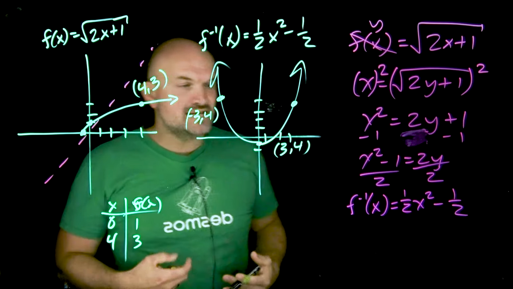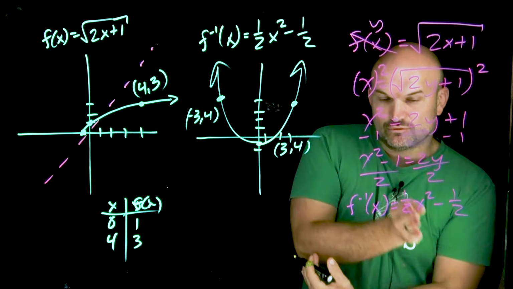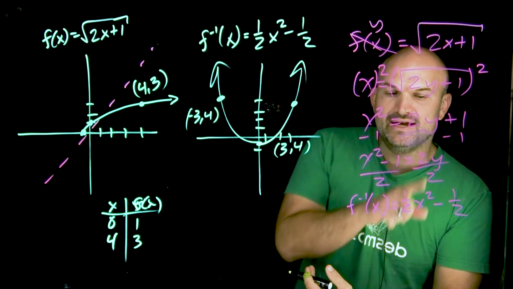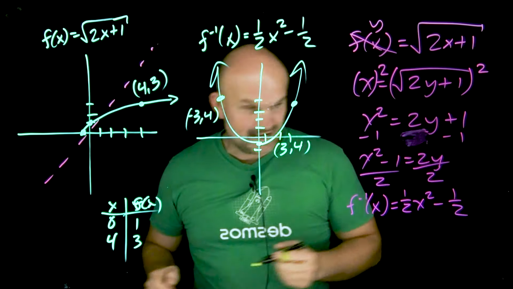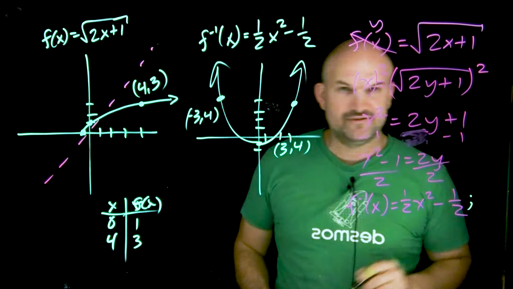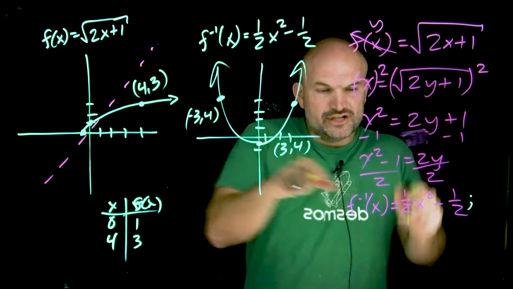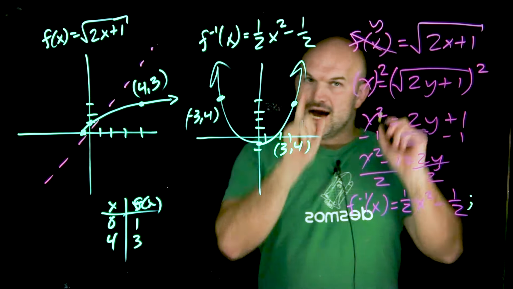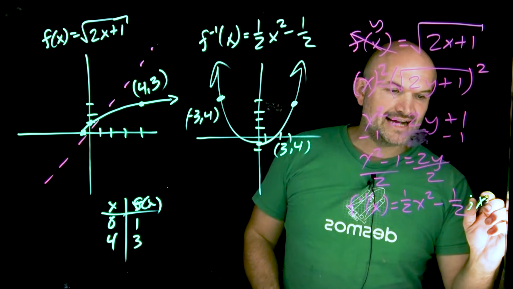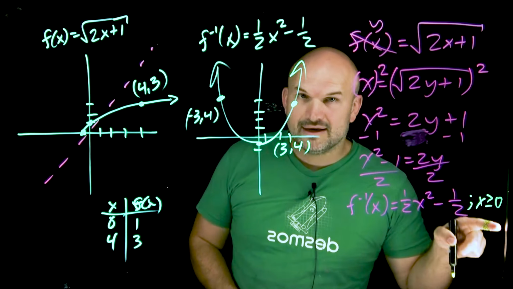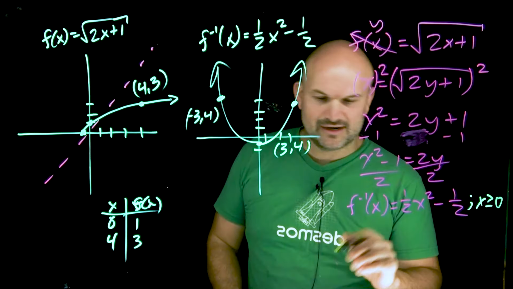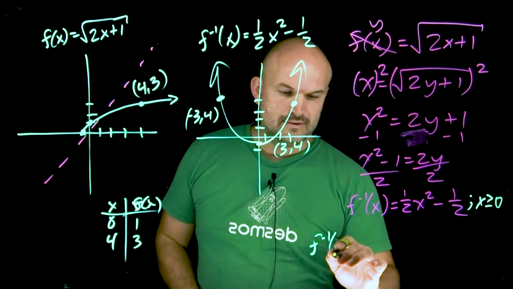So what that means is algebraically we didn't do anything wrong, but we simply need to add a restriction. I'm hoping this is going to show up on the video. f inverse of x is going to be 1 half x squared minus 1 half. However, it's only going to be when x is greater than or equal to 0. I can't really see, so I'm not even sure if it's showing up there, so I'm just going to write it one more time.